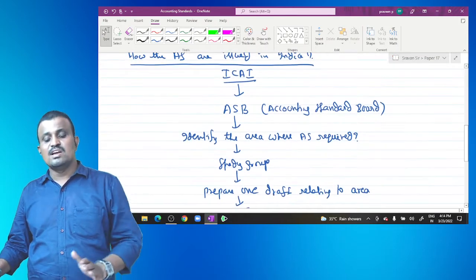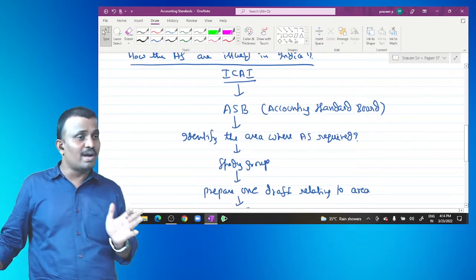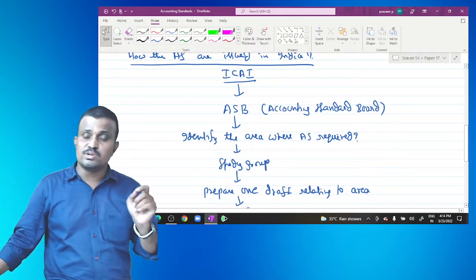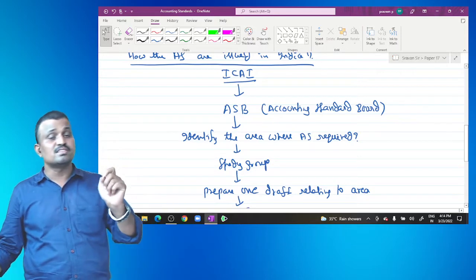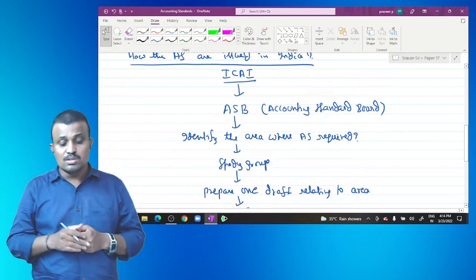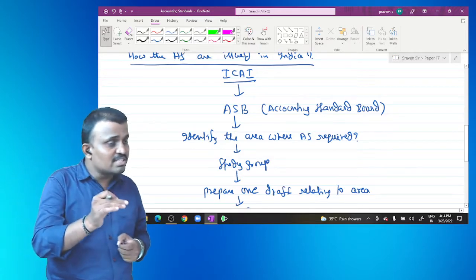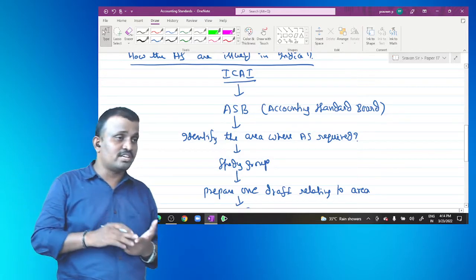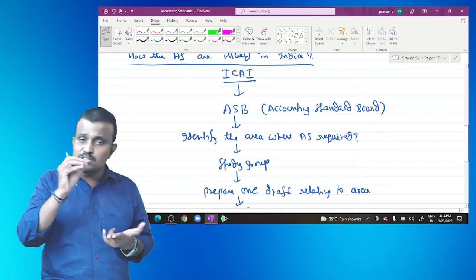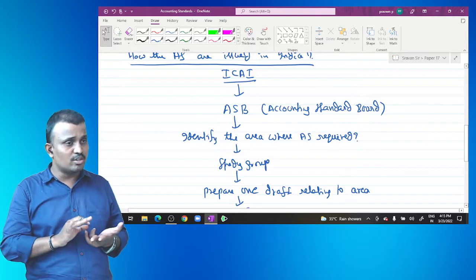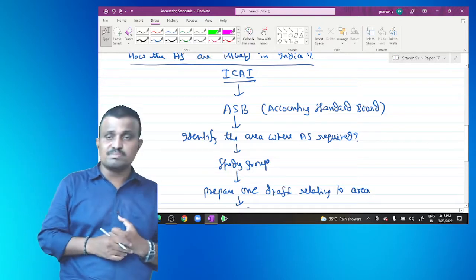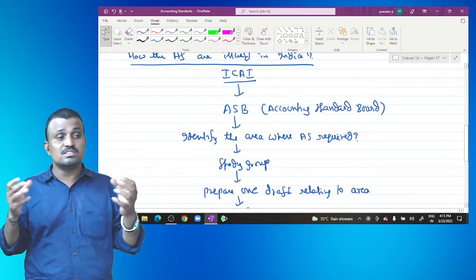Generally, accounting standards were previously issued by ICAI. Later, ICAI established one body for issuing the accounting standards, that is nothing but ASB, the Accounting Standards Board. ASB identifies the area where the accounting standards are required, and that area is provided to the study group, which contains members from various industries or various institutes.